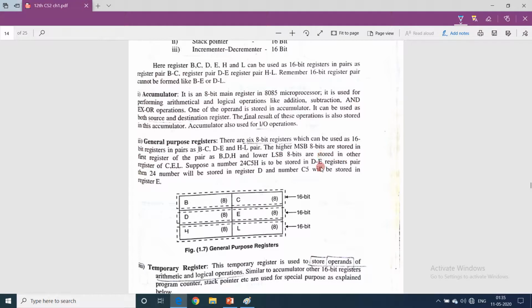The LSB 8 bits are stored in the other register of the pair. If you are using register pair BC, the least significant bits will be stored in the C register. When you are using the DE pair, then in the E register. Similarly, with the HL pair, they will be stored in the L register. Suppose a number 24C5H is to be stored in the DE register pair. 24 will be stored in register D and C5 will be stored in register E. So this was the explanation of general purpose registers.